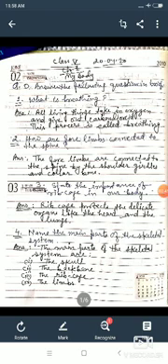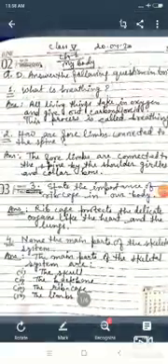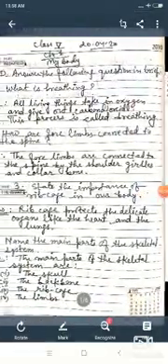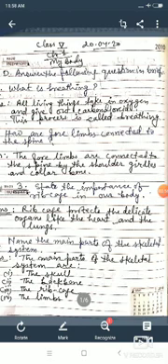Second question is how are four limbs connected to the spine? So what will you write? The four limbs are connected to the spine by the shoulder girdle and collar bone. The four limbs are connected to the spine by the shoulder girdles and collar bones.